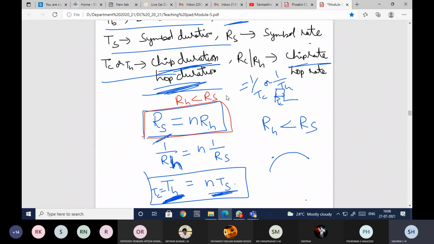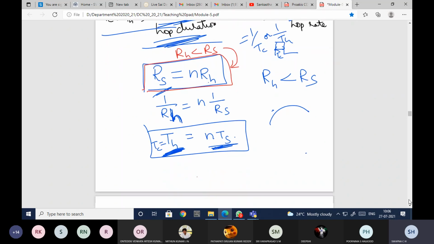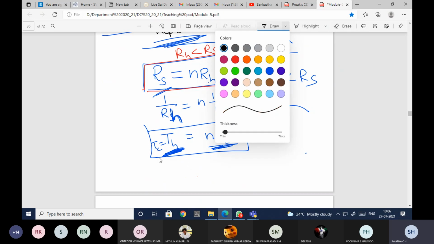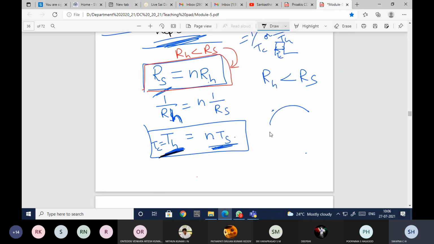The same thing I have expressed in terms of an equation. Rs is greater, and Rs will be equal to n times Rh. Now the same thing I can represent even in terms of time duration. If you just observe, TH is nothing but the hop duration.